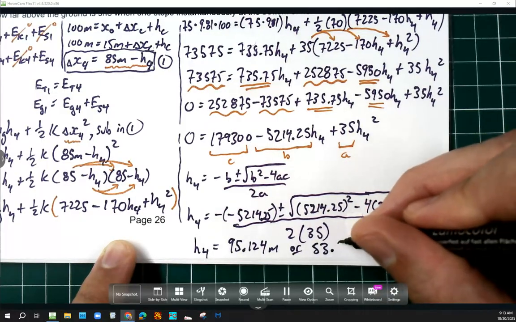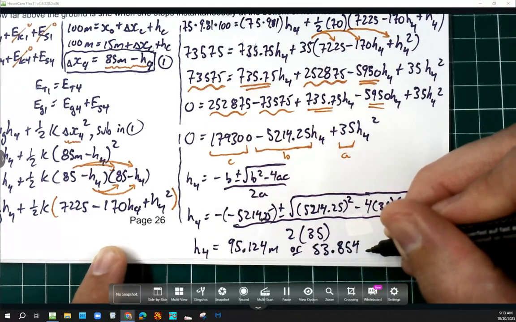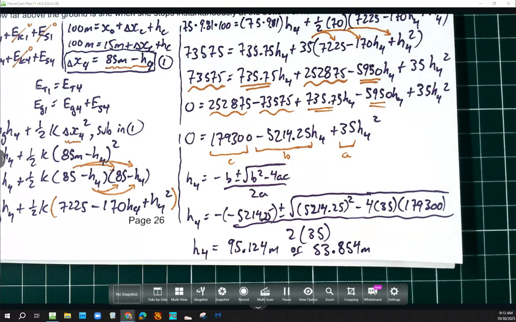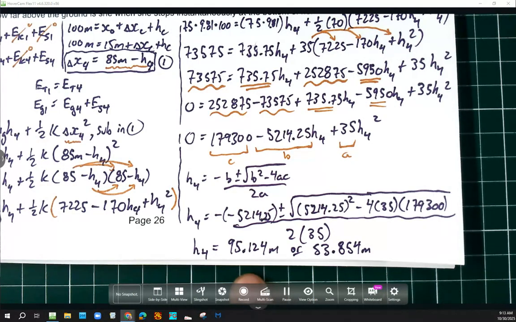53.854. Now, in math class, we often will just say those are the 2 possible answers, and we could round it off to 3 significant figures. But one of those is admissible, and one of them is not admissible in this physical system, which we described at the top of the page. I could say the final height is 95 meters above the ground, or the final height is 53 meters above the ground. Let's take a look back at the original scenario.